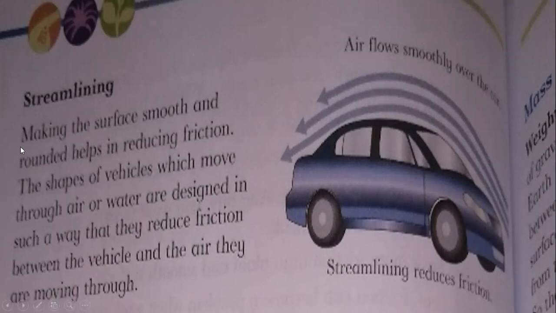Page 108 of your book. Making the surface smooth and rounded helps in reducing friction. The shapes of vehicles which move through air or water are designed in such a way that they reduce friction between the vehicle and the air they are moving through. You see the example of the car. Streamlining reduces friction. Air flows smoothly over the car.